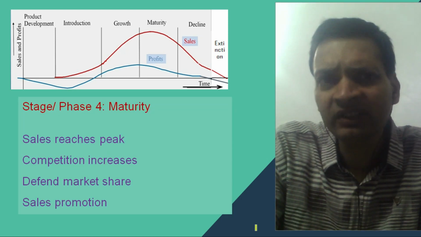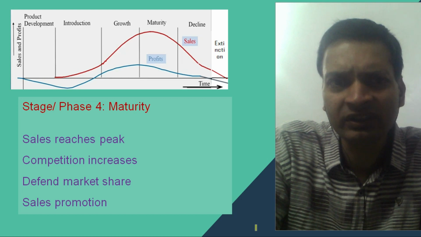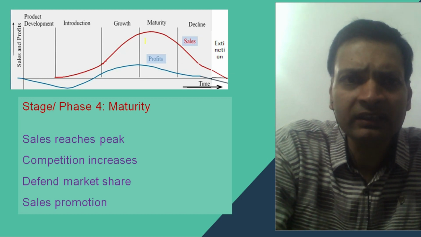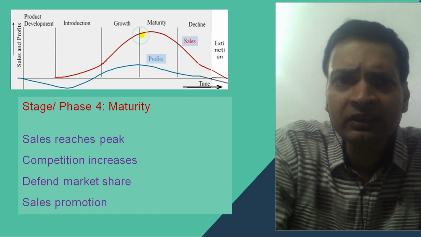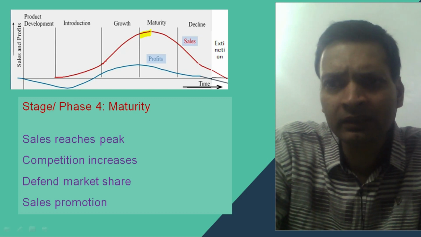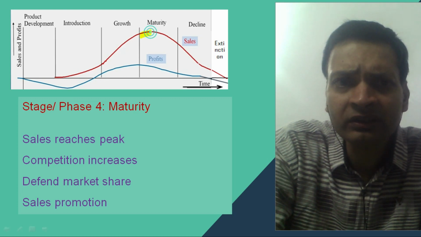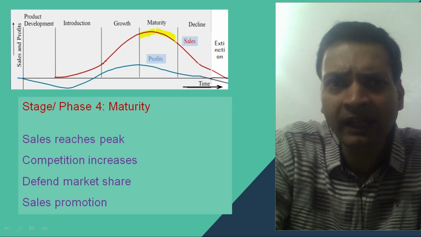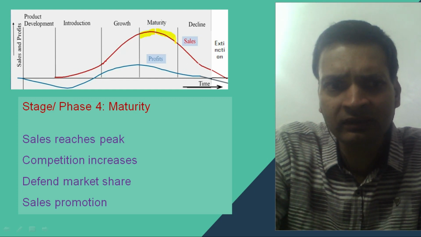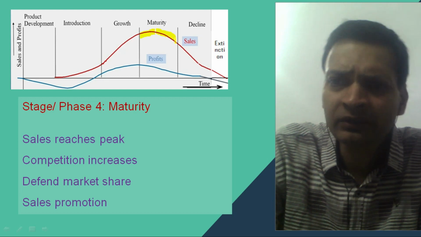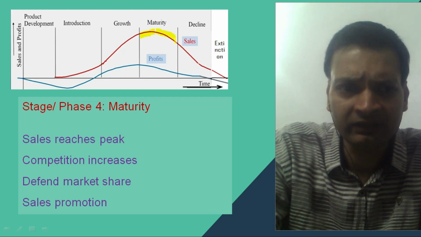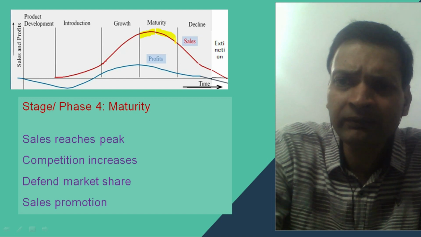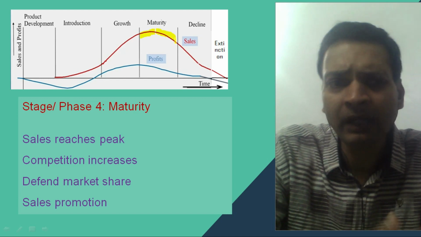The fourth stage, that is the maturity stage. You can see that the sale reaches the peak, and it stays there for a while, and then it starts dipping gradually, because the competition intensifies. It is difficult to defend the market share.